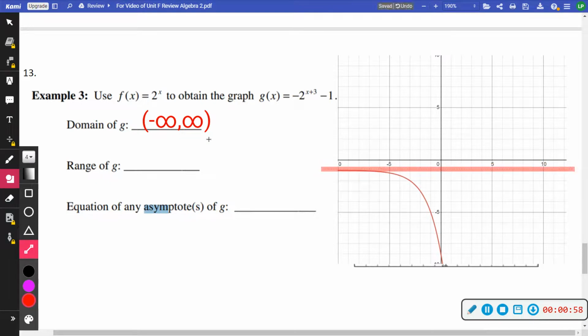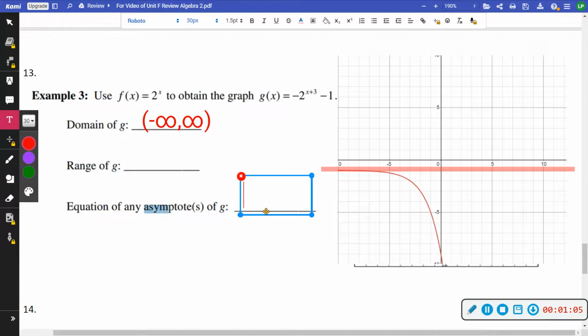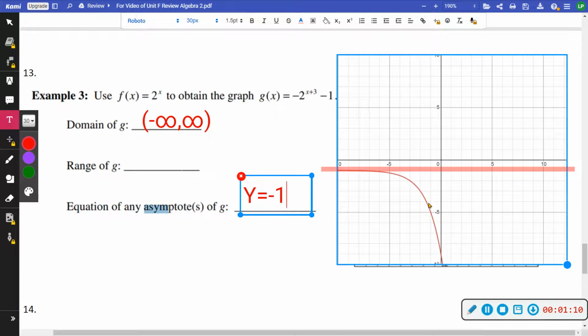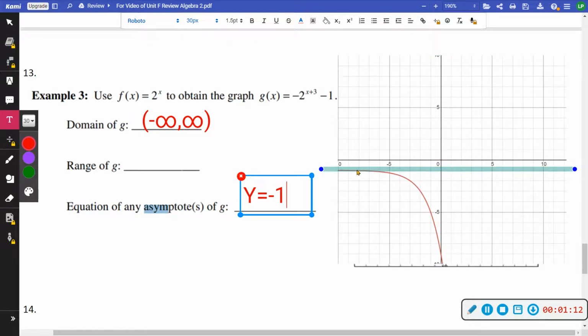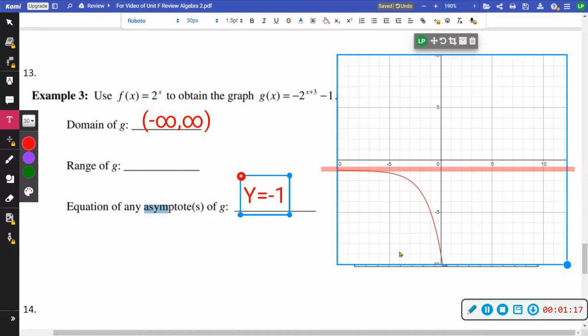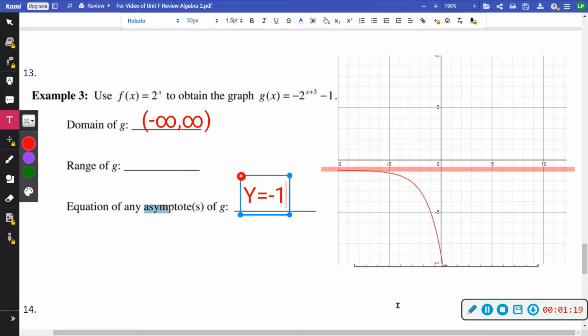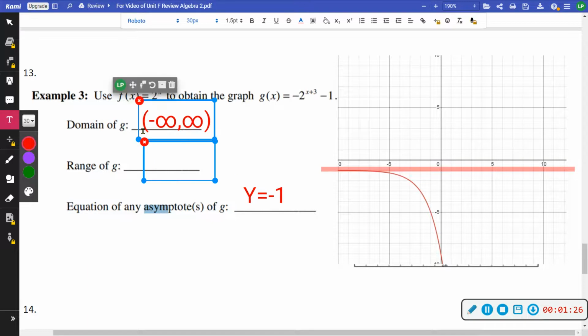And so remember, any line going left to right that's horizontal, that's y equals. So the asymptote is y equals -1. This line will never, it'll get closer and closer and closer, but it'll never touch that line. So what that means is range we would say all real numbers less than -1. So the way I could write that would be negative infinity to -1.